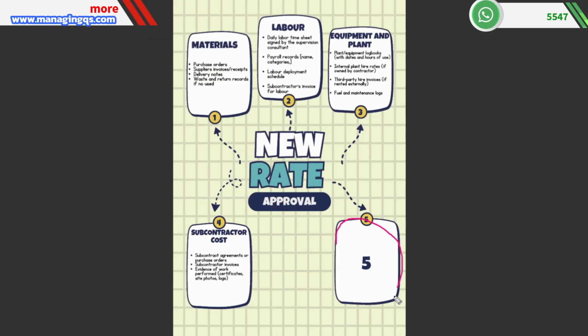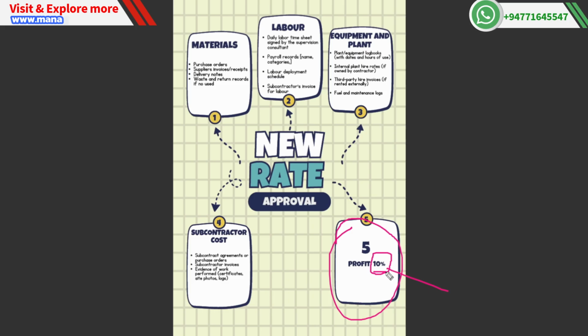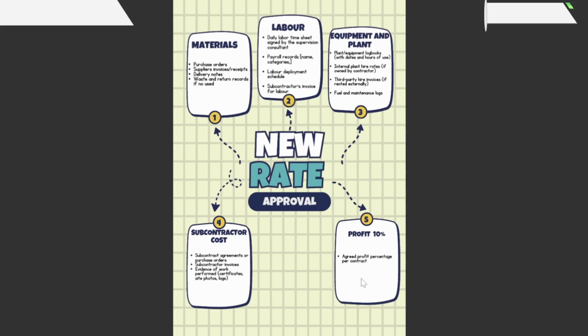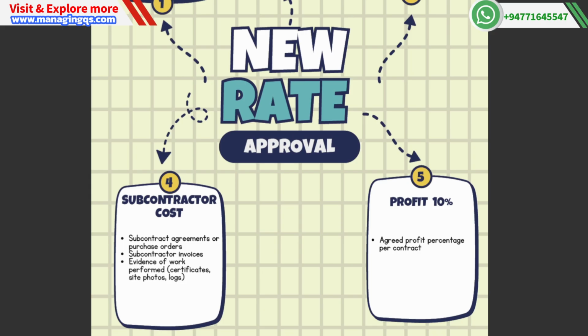The fifth one, the final one, is the profit. I just made it 10%, so this is for example purposes. This percentage is not standard, so it varies from project to project. Under this profit, we have to check the agreed profit percentage in the contract. So we have to thoroughly check that this profit percentage matches the contract.